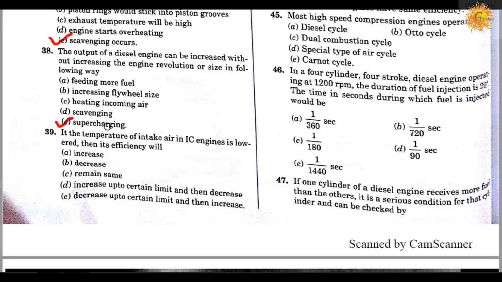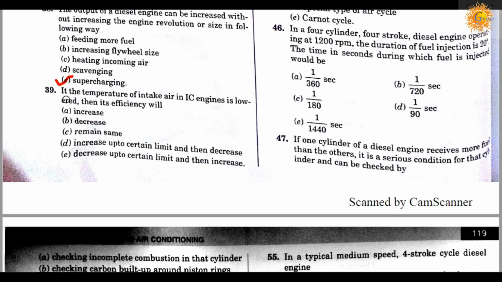Question number 39. If the temperature of intake air in IC engines is lowered, then its efficiency will: option A, increase; option B, decrease; option C, remain the same; option D, increase up to a certain limit and then decrease; option E, decrease up to a certain limit and then increase. So the correct answer is A, it will increase.